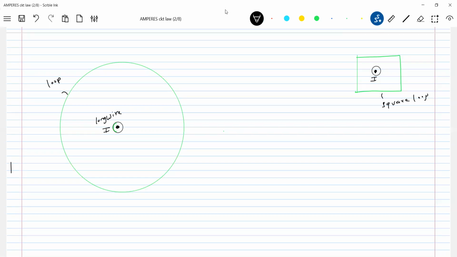What do you mean by B bar dot dL? It's a product, not B bar dot dS. B bar dot dS will be zero, that's Gauss's law for magnetism. Ampere's circuital law is B bar dot dL bar. So I'll say both are the same, mu naught I.